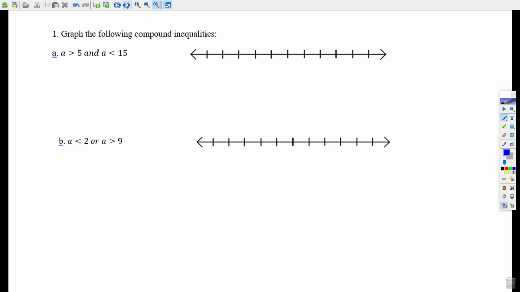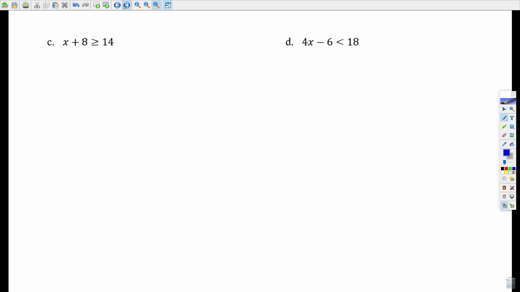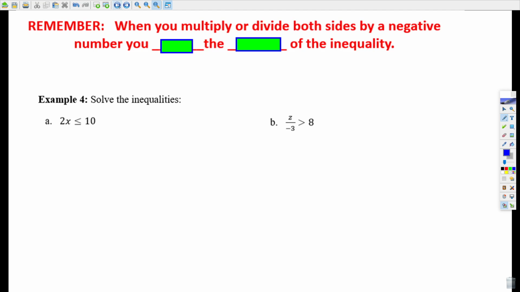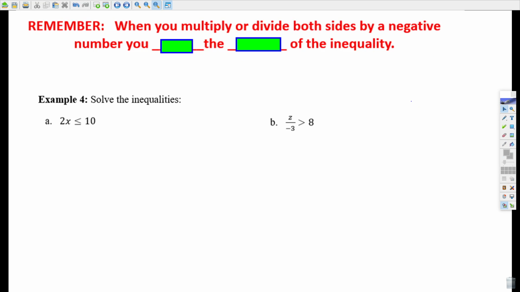Okay, there's a team huddle you can do to try them. There's only 4 of them. We're going to move on and do the second part of the lesson, and then we'll be able to wrap it up. So we're still going to use inequalities, but now we're going to do some solving of equations.